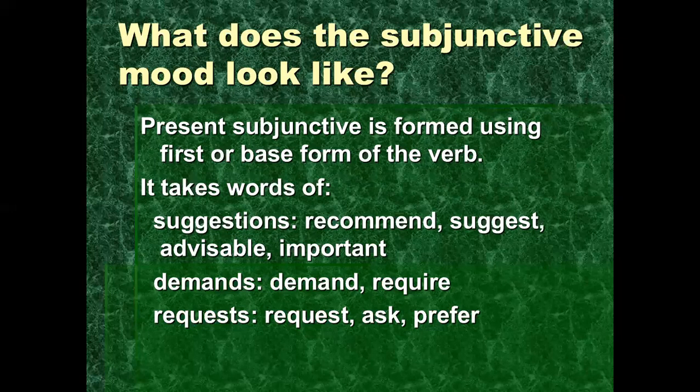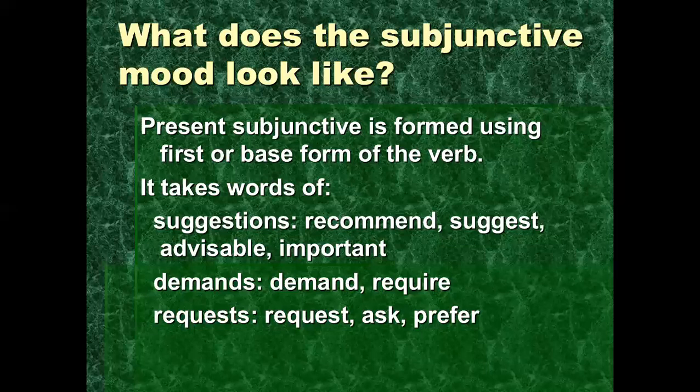Now, when we are using the subjunctive mood, we got to make use of the first form of the verb. In the case of the present subjunctive, we are not going to use the past form of the verb or the past participle form of the verb. Moreover, the present subjunctive takes words of suggestions, demands, requests.